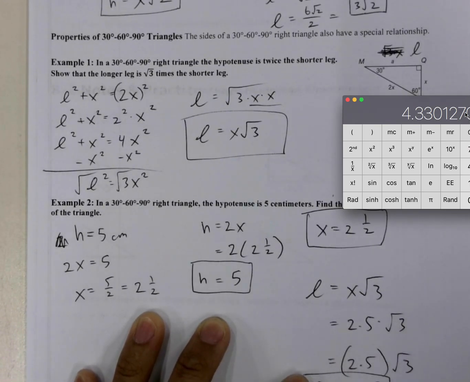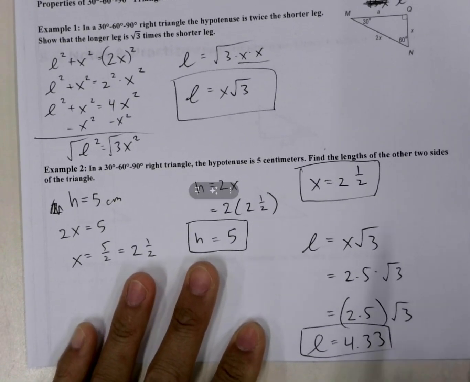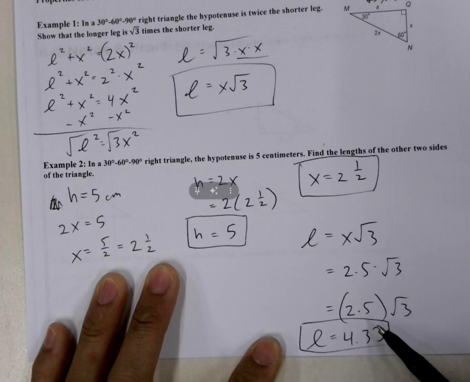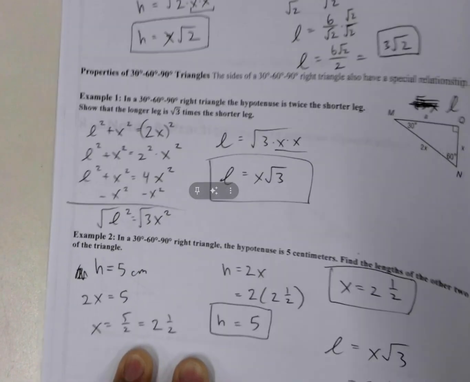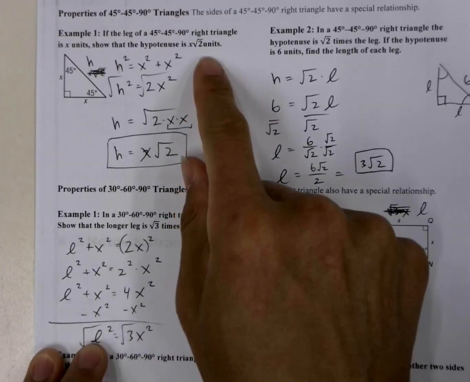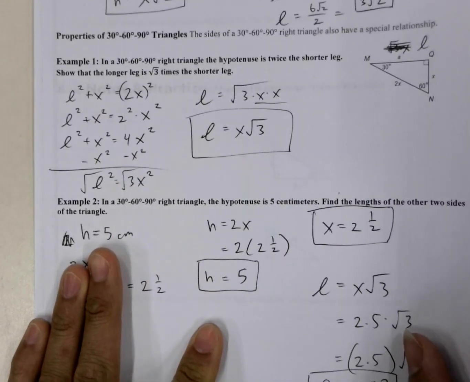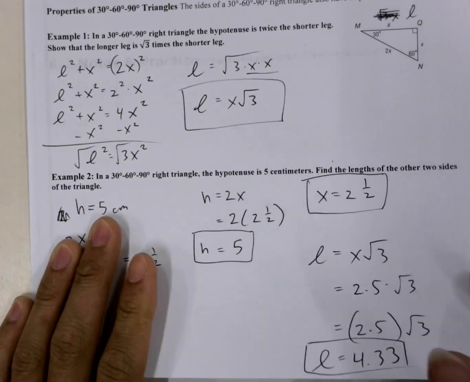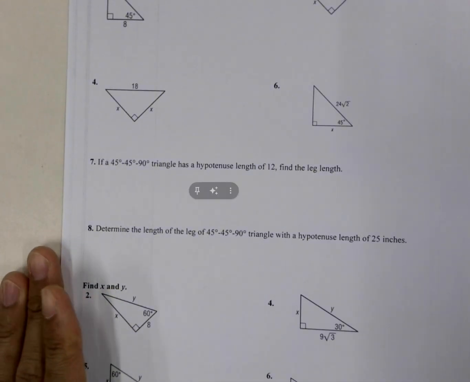And we have the hypotenuse, we have the shorter leg, and we have the longer leg, right? And that's how we're going to use these types of ratios for the 45, 45, 90 degree triangle and the 30, 60, 90 degree triangle to solve problems over here. And I'll go over the answers in the next video.